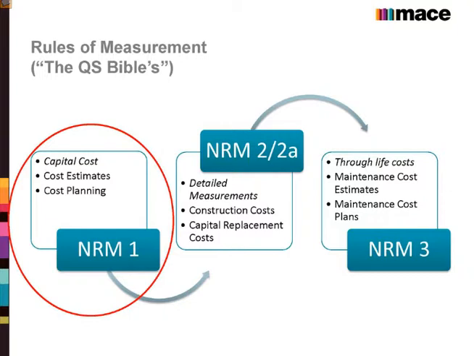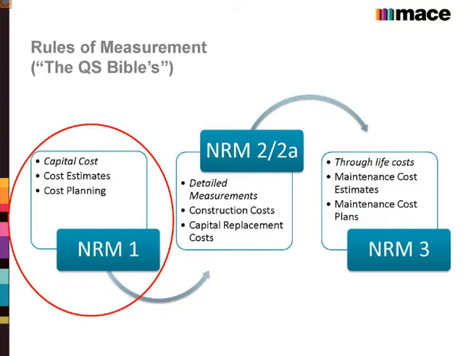Now, as a QS, obviously measurement is a facet of your job, and it's quite important to get right. So we do have rules for measurement, from the RICS, and we have civil engineering type rules of measurement. So what I'm going to focus on is the NRM, which is our new rules of measurement published by the RICS, the Royal Institution of Chartered Surveyors. Now, we actually have a suite of 3 documents. We have the NRM1, which deals with cost estimates and cost planning. So this is very high level.